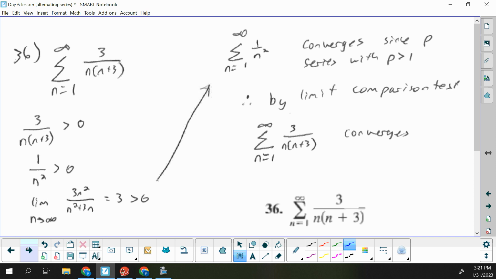36, we could do another limit comparison test with 1 over n squared, because by this point we've checked all of them off. 1 over n squared is a p series with p greater than 1, so that converges, so the original series also converges.